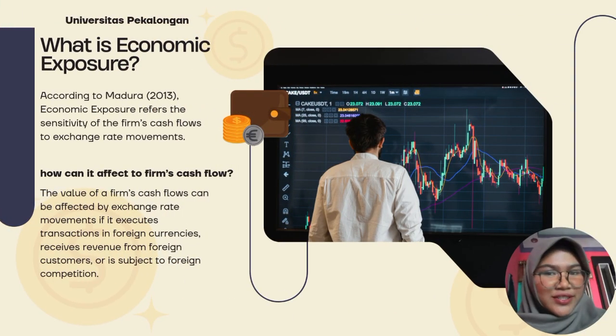Next, what is economic exposure? According to Madura 2013, economic exposure refers to the sensitivity of the firm's cash flow to exchange rate movements. And how can it affect the firm's cash flow? The value of a firm's cash flow can be affected by exchange rate movements if it executes transactions in foreign currencies, receives revenue from foreign customers, or is subject to foreign competition.